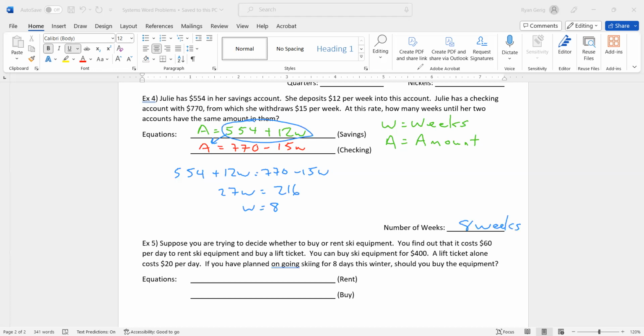I don't need to plug that back in. I could, and get how much is in each account at that time. They would be equal, but I don't need to because I've answered the question. How many weeks until the two accounts have the same amount? 8. Done. Okay.